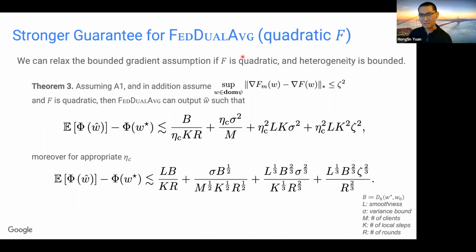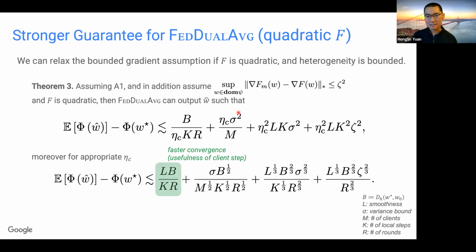And we don't assume anything else on the, yeah, that's it. Sorry. And the theorem looks as follows. In addition to assumption one, we have to assume that the heterogeneity is bounded and F is quadratic. Then we have the following rate.